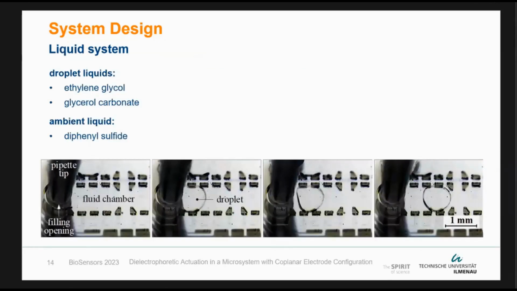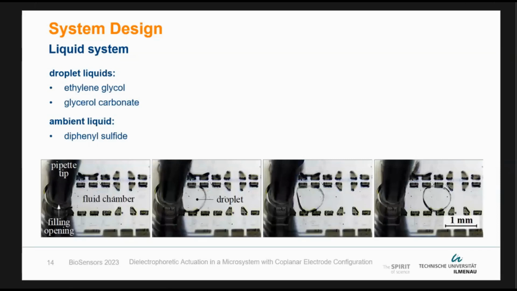The liquid system is very specific, as it is designed for application in an optical system. These liquids are trimmed to have a very high difference in refractive indices. But basically, we can use any liquid combination with a high difference in permittivity, as we are actuating by dielectrophoretic forces. The ambient liquid is brought in by vacuum filling, and the actual droplet is dispensed by a pipette connected to a high-precision syringe pump. Then we can push our liquid with a volume of 7 to 17 nanoliters right into our fluidic chamber.